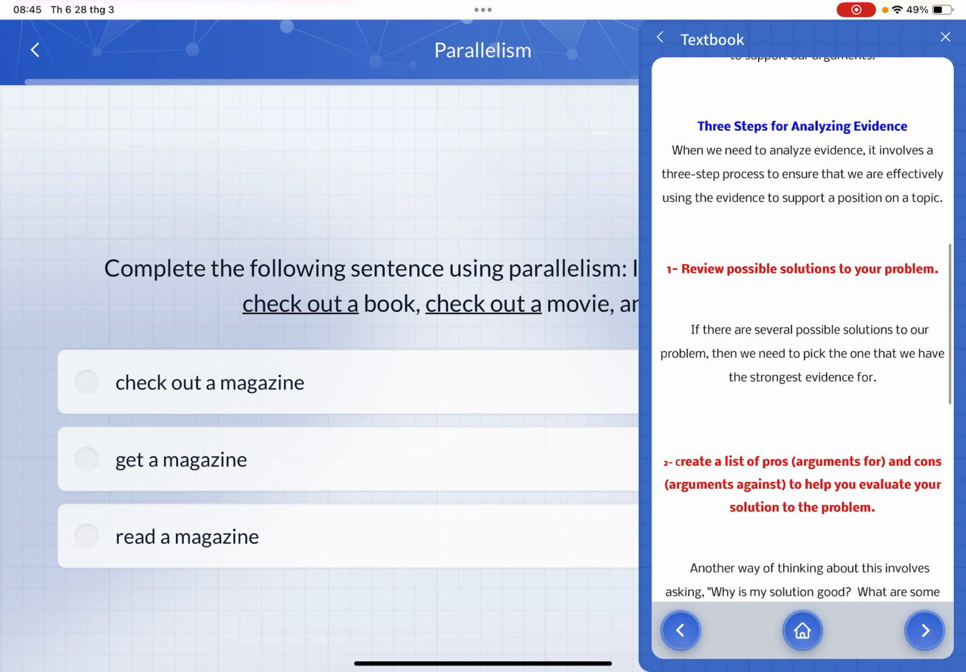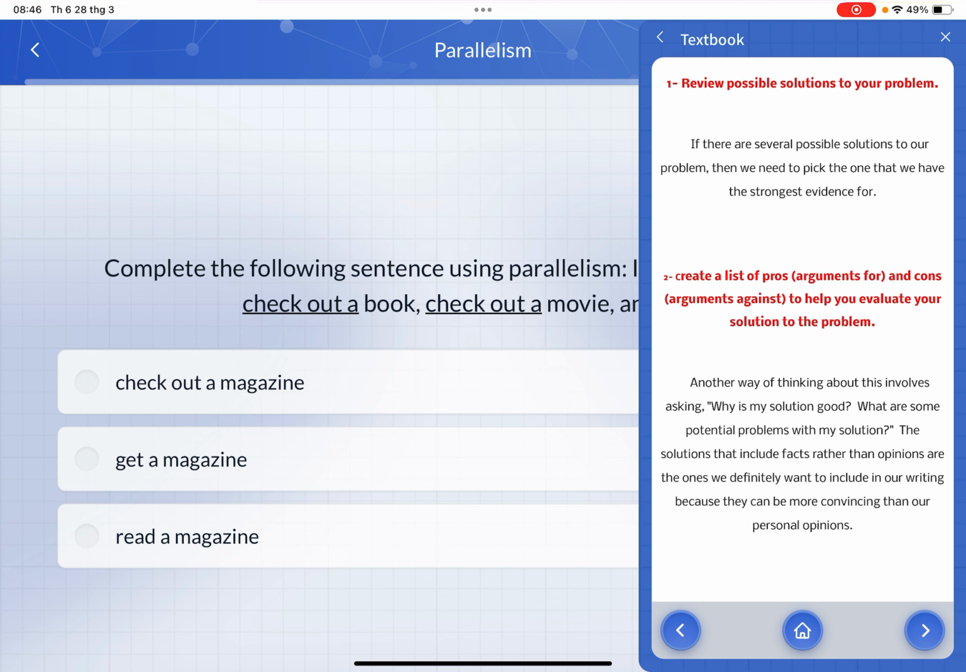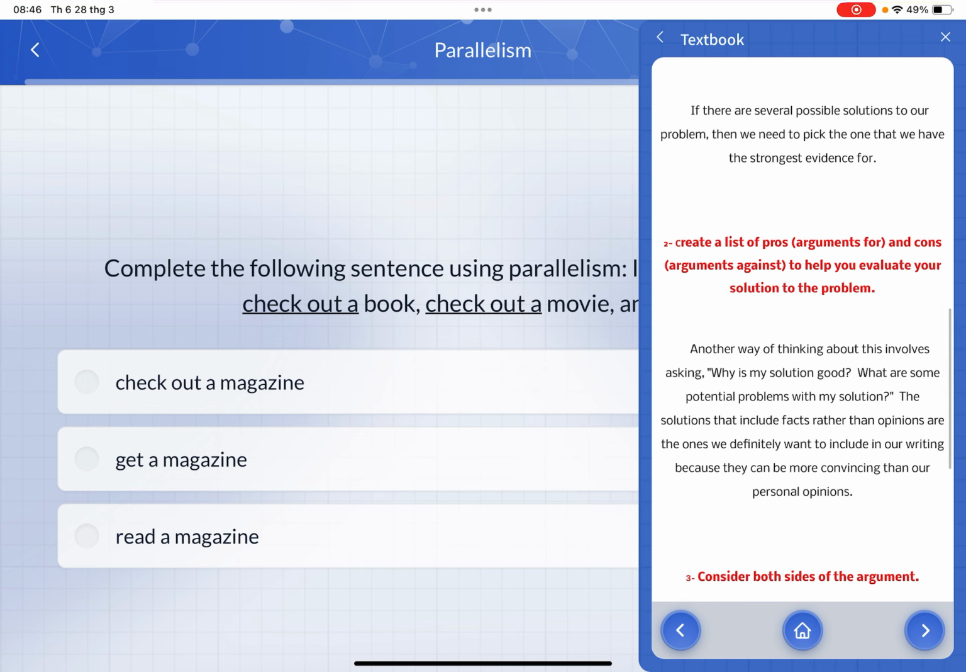Now, everything we do always has steps, so analyzing evidence also has steps. When we need to analyze evidence, it involves a 3-step process to ensure that we are effectively using evidence to support a position on a topic. So first, we review the possible solutions to our problem. If there are several possible solutions to a problem, then we need to pick the one that has the strongest evidence. Second, we create a list of arguments for and arguments against.